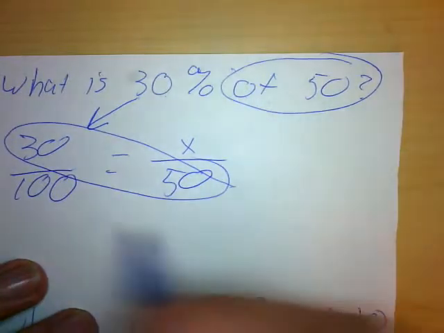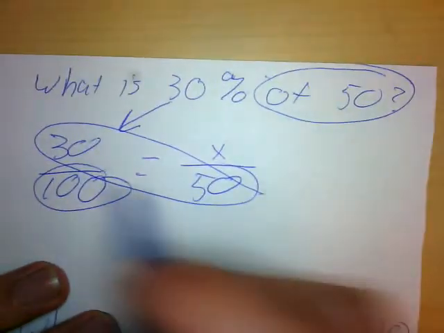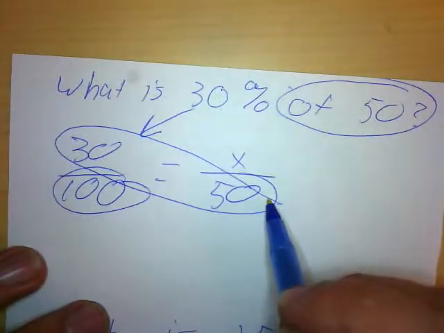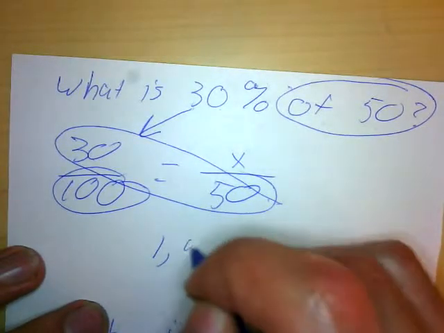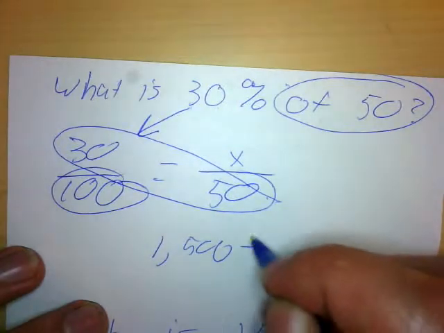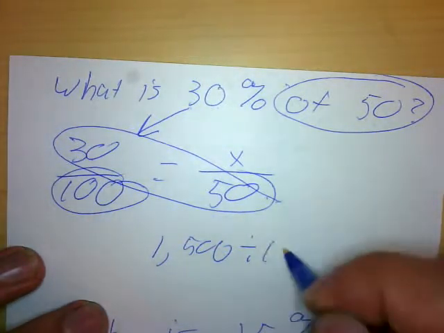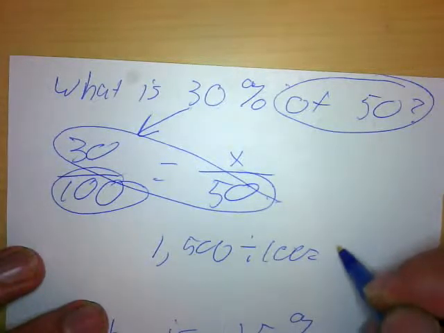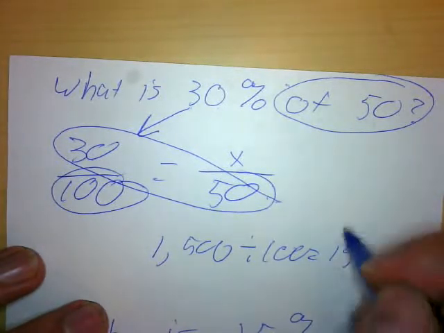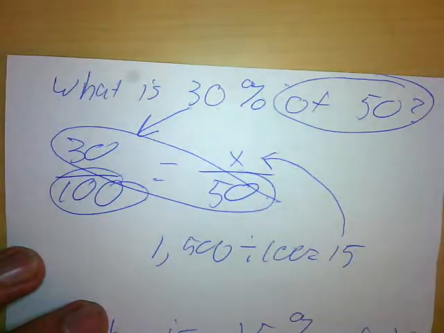Cross multiply and then divide. 30 times 50 gives us 1,500. And then we divide that by 100. That gives us 15. That must be our missing number.